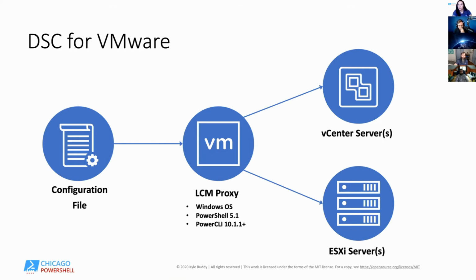In this case, we've introduced what's known as an LCM proxy. This LCM proxy is going to be your Windows system. This is where the configuration file, or rather the MOF, is going to be sent. This is where LCM is going to run, and LCM is going to, from that point, connect out to the resources that you want to manage. So when I mentioned those dependencies, like Windows PowerShell 5.1 and PowerCLI 10.1.1 or better, the LCM proxy is where those resources should live.